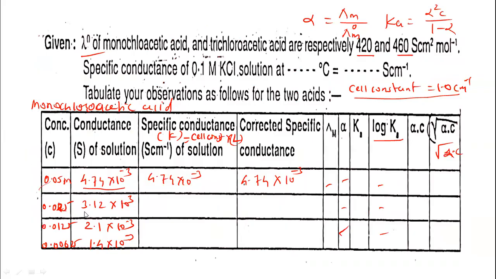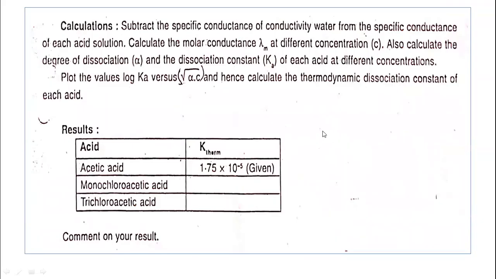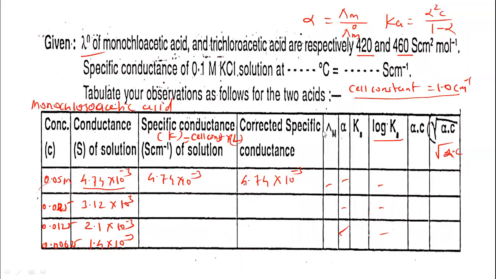These 4 solutions. Then with the help of the conductance, we have to calculate the specific conductance. Specific conductance is equal to cell constant multiplied by conductance. Then we have to determine the corrected specific conductance. So K corrected is equal to K of the solution, minus K of the water, the specific conductance of the water. Then we can determine molar conductance here. Molar conductance is equal to 1000 multiplied by K divided by C.